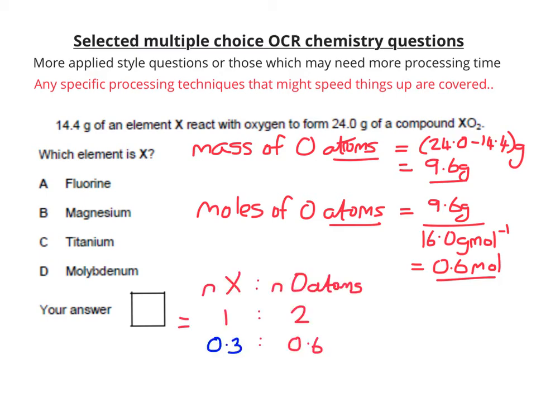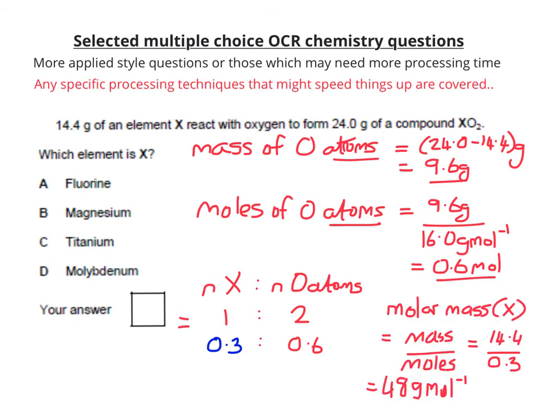Using the mole ratio of X to oxygen atoms in XO2, we now know that we have 0.3 moles of X. To work out the molar mass of X, which is what we're after, we do the mass over moles, which gives us 48 grams per mole. By consulting the periodic table, that gives us titanium, so the answer is C. Okay, so let's go to the next one then.